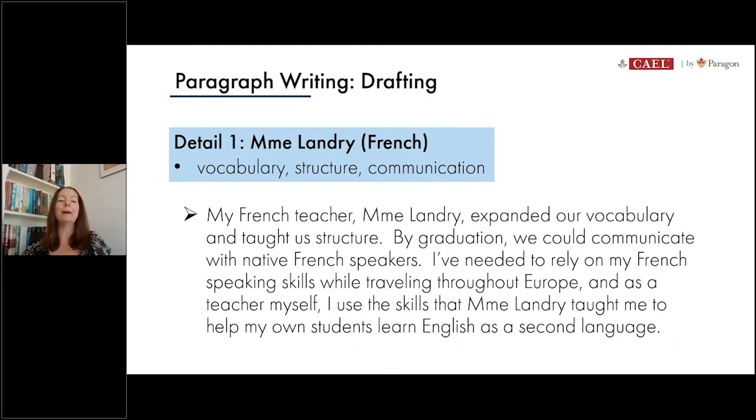So here's my first body detail, my first teacher I'm mentioning, which is my French teacher. I say here, "My French teacher, Madame Landry, expanded our vocabulary and taught us structure. By graduation, we could communicate with native French speakers. I've needed to rely on my French speaking skills while traveling throughout Europe. And as a teacher myself, I use the skills that Madame Landry taught me to help my own students learn English as a second language."